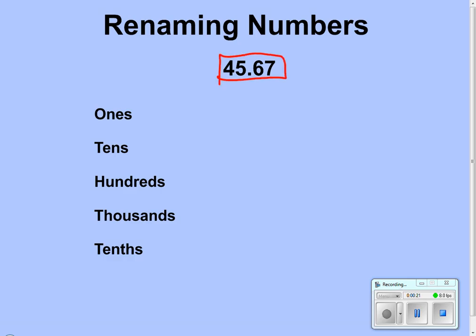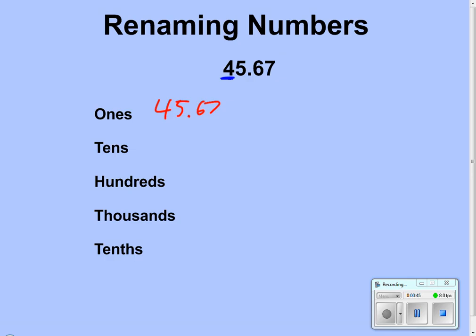So if we count how many ones that is, there are 45 ones and 67 hundredths. That's if we're counting it as ones. If we want to say, how many tens is this? The way we do that is we say a number up to that place. So we say it up to the tens place. There are 4 tens in this number.